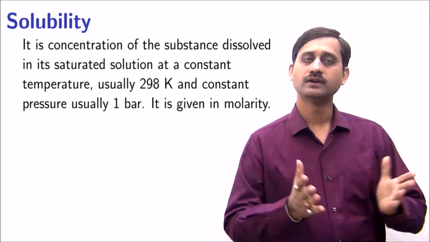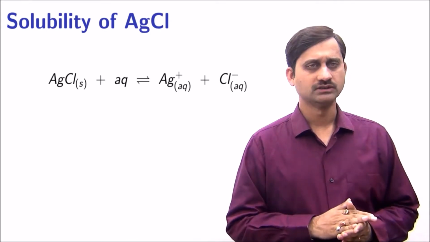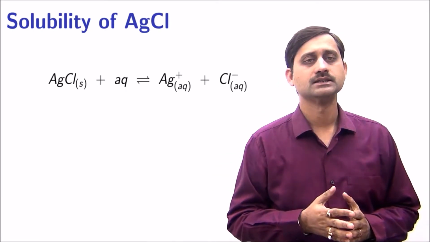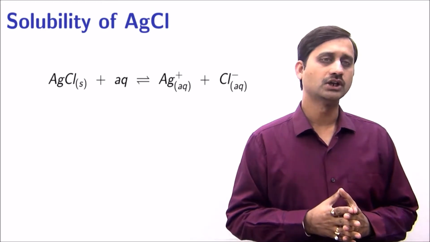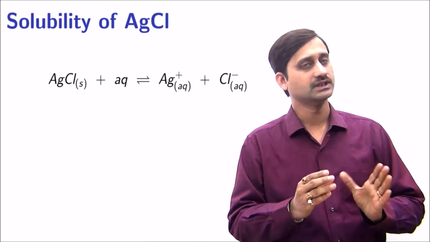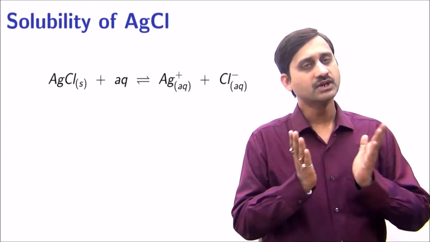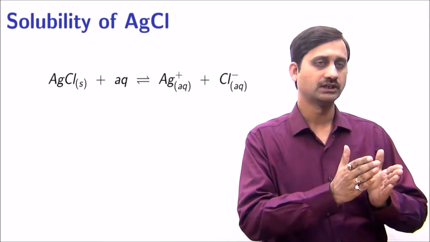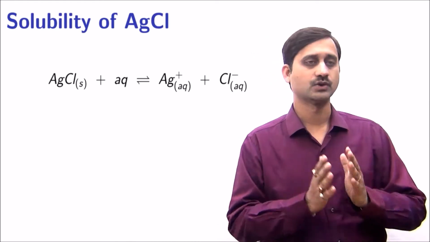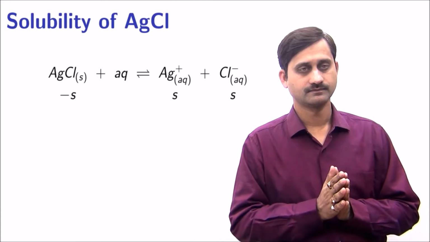Considering the dissolution of silver chloride. When excess of silver chloride is added to 1 liter of water, and mind it, in this case, a small pinch is also excess, a small amount of it is dissolved to give a saturated solution. This small amount dissolved in 1 liter solution is its solubility, generally given by the symbol S. So the equation becomes silver chloride solid in equilibrium with silver ions aqueous plus chloride ions aqueous. Under AgCl is written minus S.